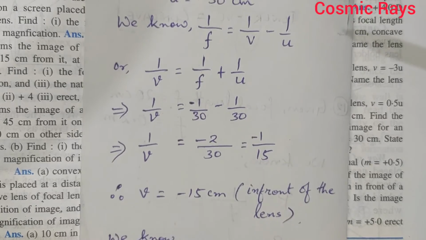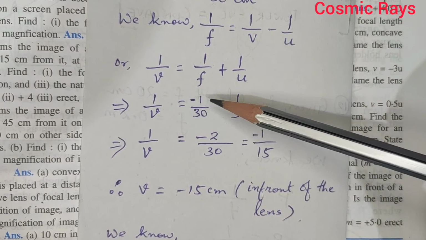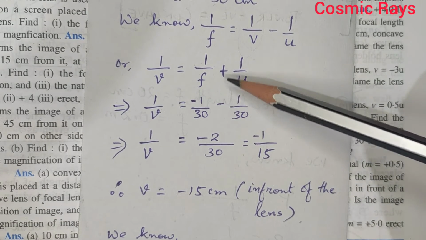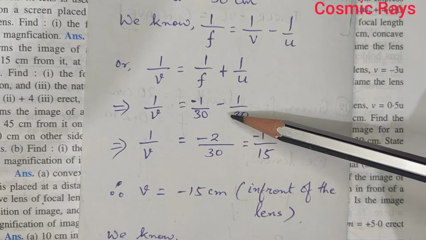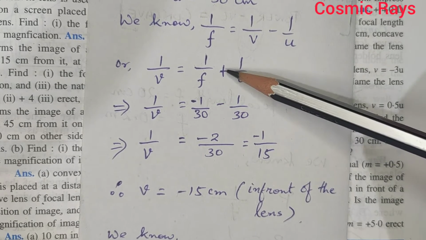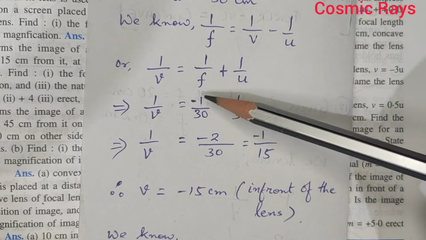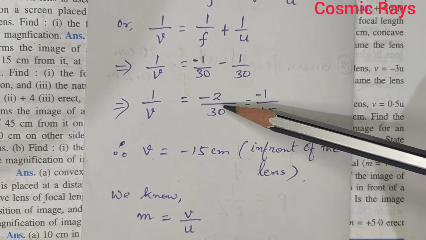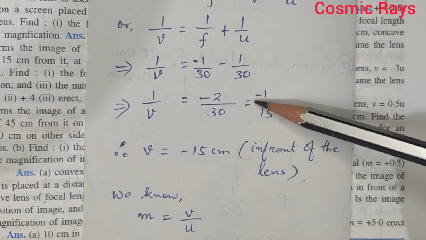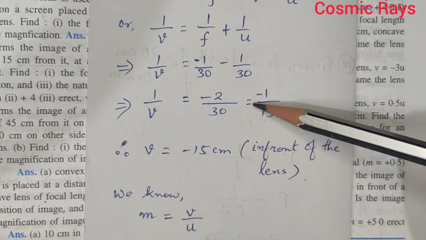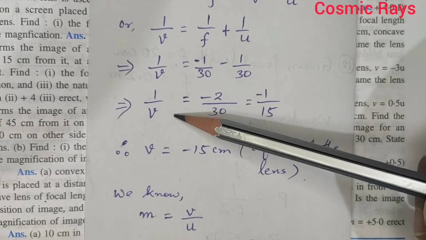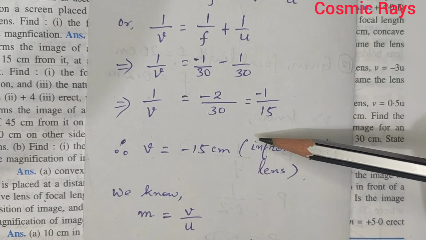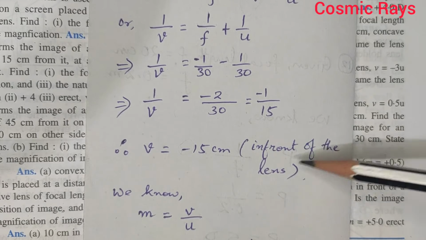So 1 by V is equal to 1 by minus 30, plus 1 by minus 30. Again, plus into minus makes it minus. So it becomes minus 1 by 30 minus 1 by 30. LCM would be 30, minus 1 minus 1 becomes minus 2. So minus 2 upon 30 is equal to minus 1 upon 15. So this is 1 by V. So V will be minus 15 centimeter. This minus indicates that the image is formed in front of the lens.